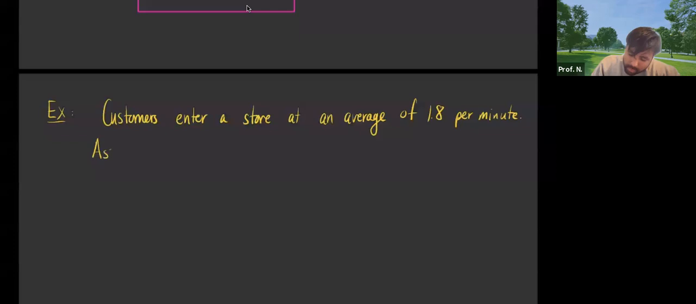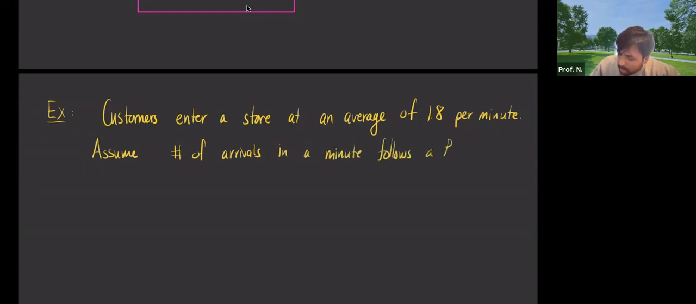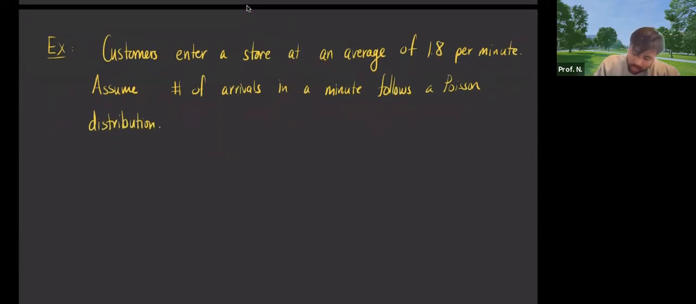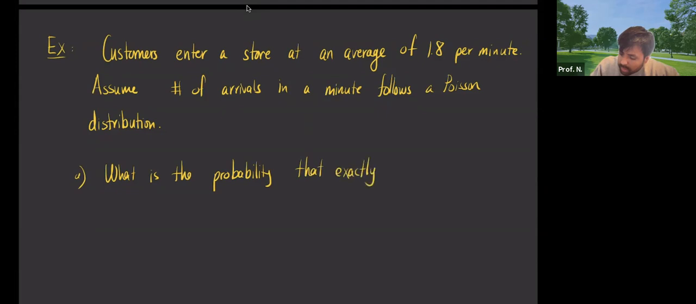And assume the number of arrivals in a minute follows a Poisson distribution. So what is the probability that exactly 2 customers enter the store?